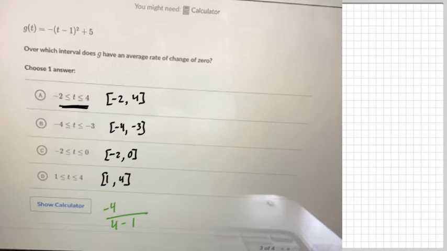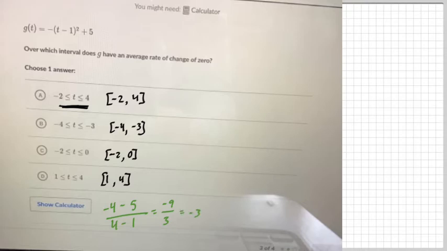And then you would find the y values first to find the -4. You would plug 4 into the t. 4 minus 1 is 3. 3 squared is 9, and then this is a -9. So adding 5 to -9 will give you -4. And then to find the other y value, you would plug the 1 back into this and do the same thing. And when you do that, you would get 5. Simplifying it, we get -9 over 3, and then we get -3.